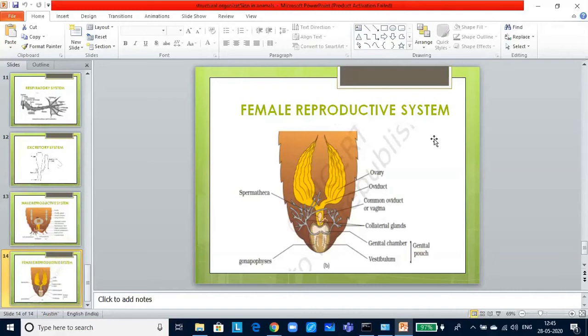Now, if you look at the economic importance of cockroach, they do not have any economic importance because they are pests, and they destroy food and contaminate it with their smelly excreta and can spread bacterial diseases.